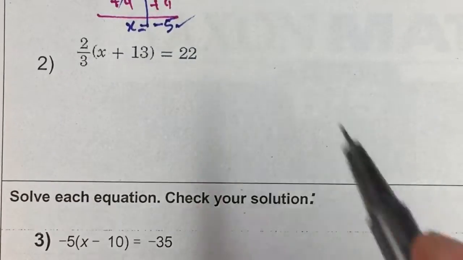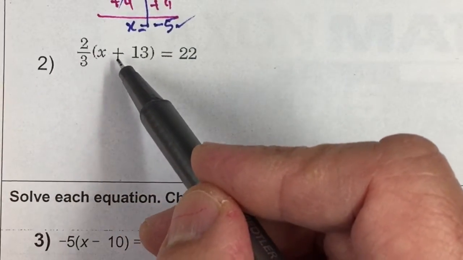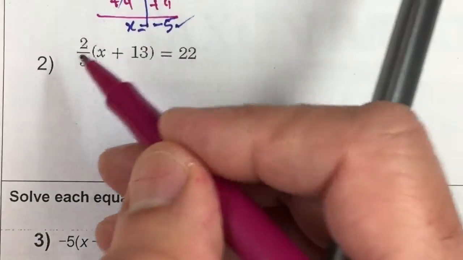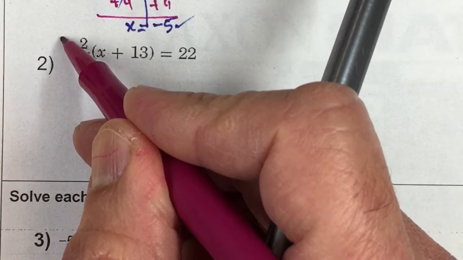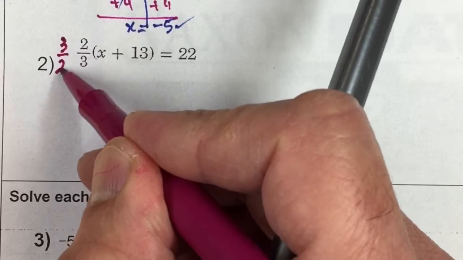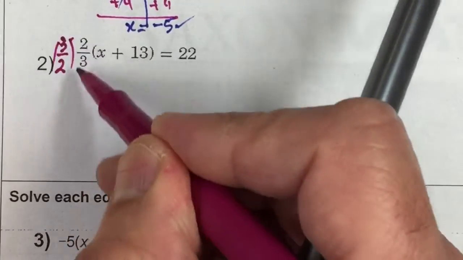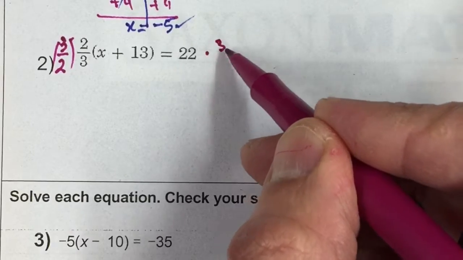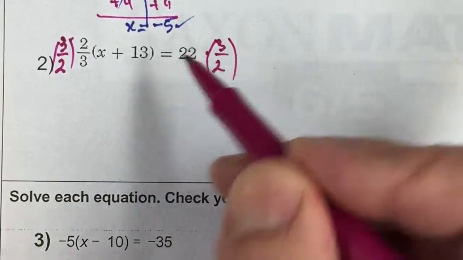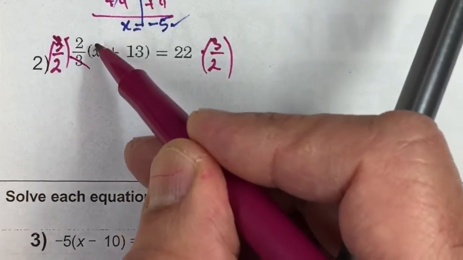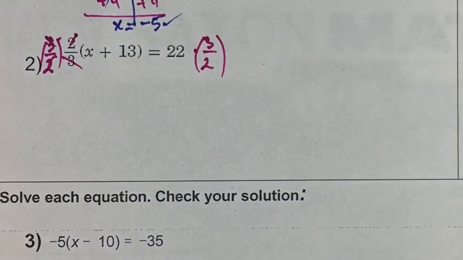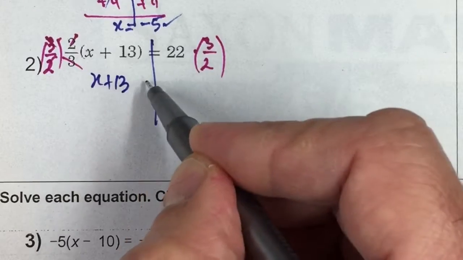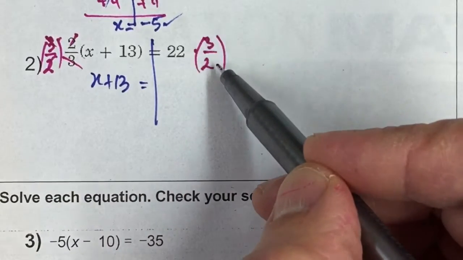And the second one, I have 2/3 multiplying the group x plus 13 equals 22. To get rid of the 2/3, I'm going to multiply by the reciprocal, meaning this 3/2, this fraction flipped over, on both sides. In this case, the 3 and the 3 cancel, 2 and 2 cancel. I have as leftovers x plus 13 equals 22 times 3 over 2.